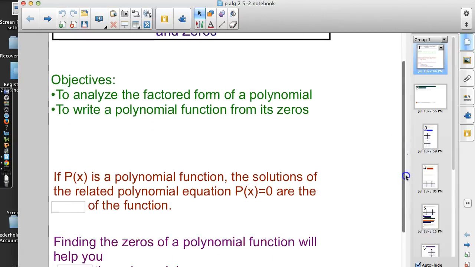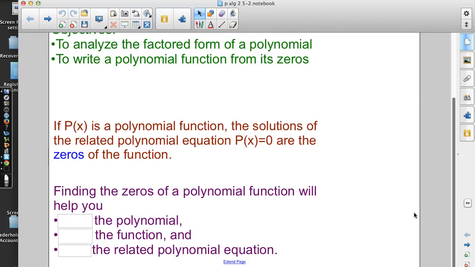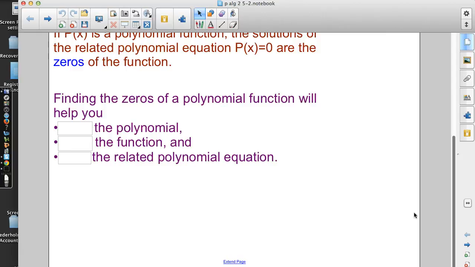And down here it says, if p of x is a polynomial function, the solutions of the related polynomial equation, where we set it equal to 0, those are, of course, the zeros of the function. And we've talked about this before. The zeros, the solutions, the roots, the x-intercepts, they're the same number. It's just we're using them for something different. We're using them to describe a different topic in mathematics. That's why they had all these names.